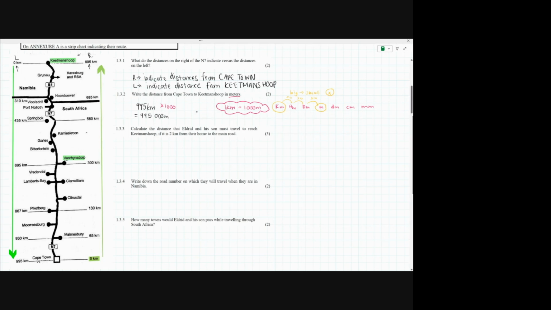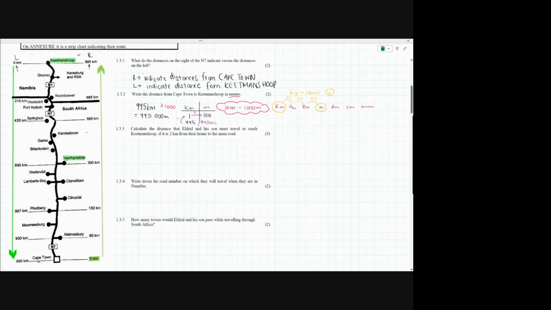Obviously, if you wanted to use our little table, that's absolutely fine as well. You do need to know the conversion, but we put in our 2 units that we're working with, kilometers and meters. You write down your conversion. So 1 kilometer is 1,000 meters. And then you put in the value you want to convert, our 995. Then you do our little trick, divide up, times across, and you get exactly the same answer.